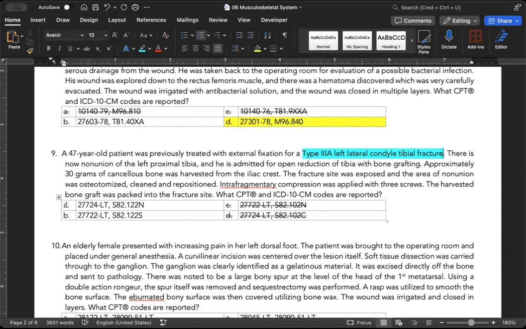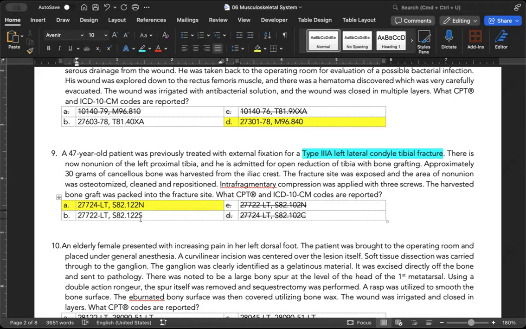So it's actually going to be the letter N. Where do you find N? Do you have the 2024 AAPC? No, I have 2023. Okay, no, you're fine. It's going to be at the very beginning of your S82 category.